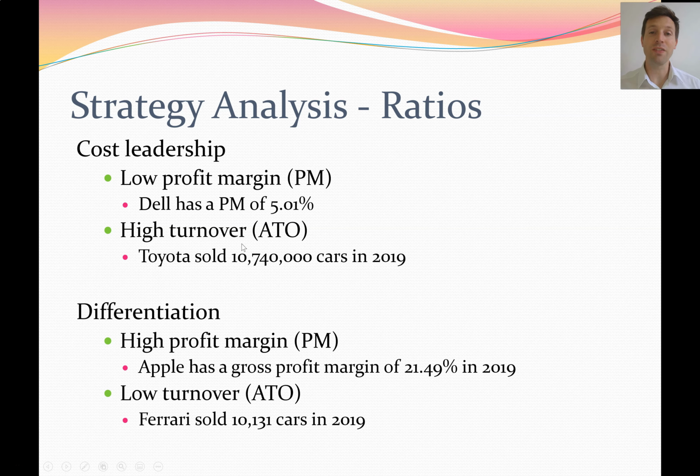Then we can look at a ratio like the asset turnover ratio, how effectively you use your assets to generate sales. So Toyota, a hugely successful car company, sold over 10 million cars in 2019. Compare that to Ferrari, which is a brand we've all heard of. We know they're a high quality car company. They only sold 10,000 cars in 2019. Toyota's strategy is to sell lots and lots of cars at a low profit margin to generate their profit. Ferrari are a differentiated business. They have the opposite strategy. They don't sell many cars, only 10,000 a year, but they sell them at very high prices and generate a high profit margin and low turnover for their sales.